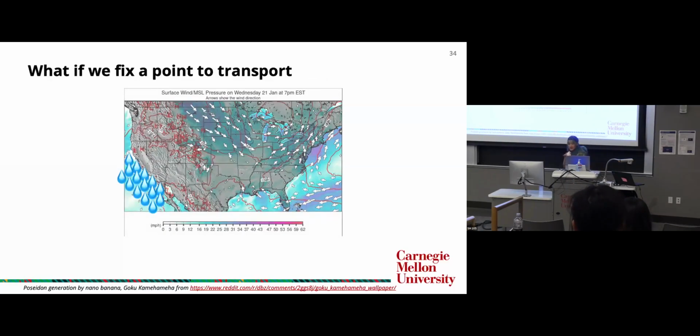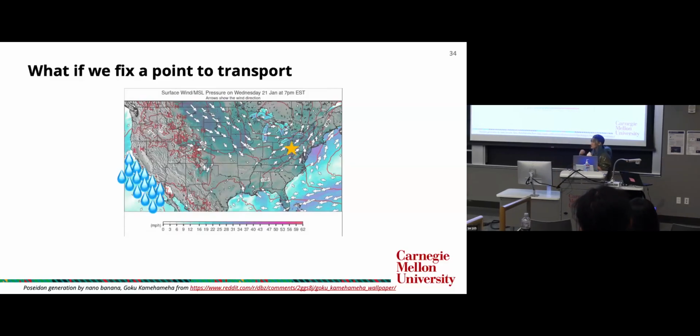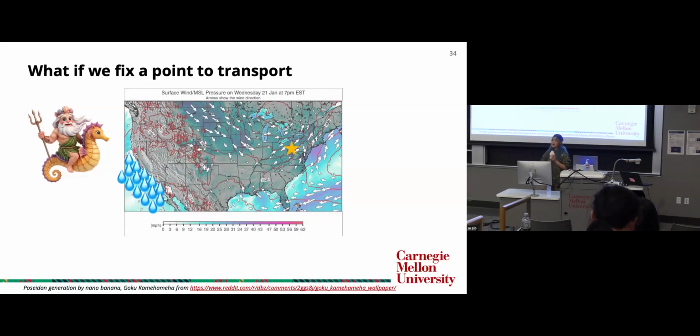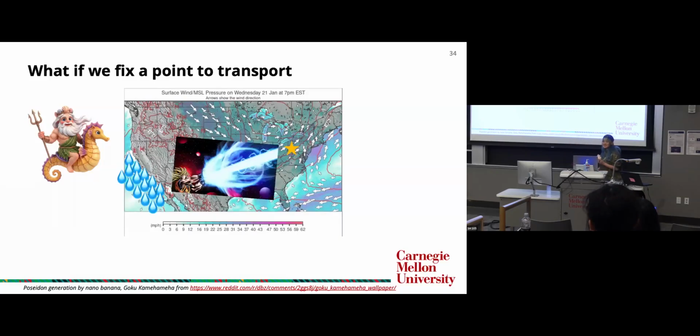How should we solve this? Well, say we don't care about everywhere else. We just care about how the storm is going to move to Pittsburgh. And say now you're Poseidon, and you want to transport a bunch of water, or a bunch of humidity, to Pittsburgh so that Pittsburgh would snow. What would you do? What is the easiest way? What's the fastest way for you to do it? You just go straight there. Yeah, exactly.